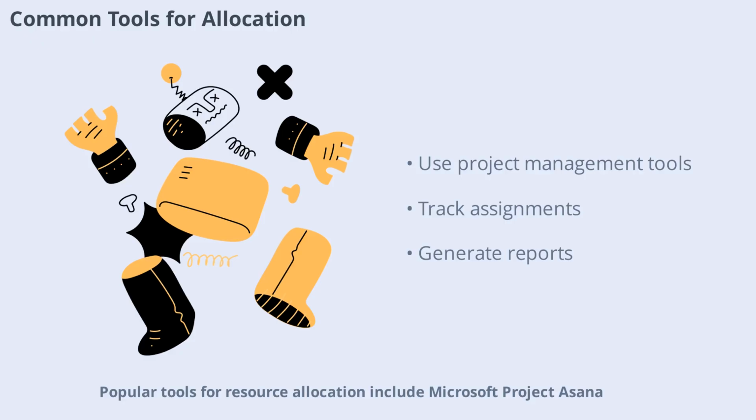Popular tools for resource allocation include Microsoft Project, Asana, and Trello. These platforms offer features like task assignment, progress tracking, and reporting. Choose the tool that best fits your team's needs and project complexity to streamline your resource management.